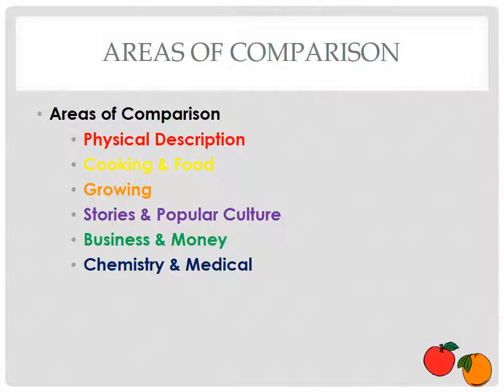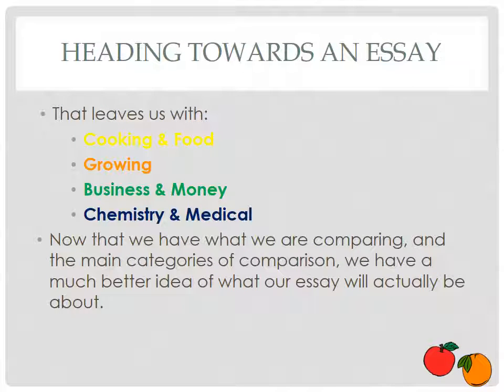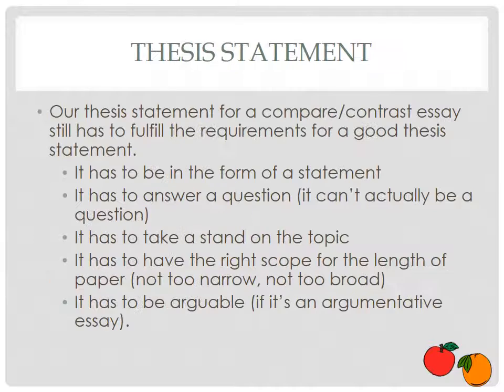Then we took our areas of comparison, physical description were in red, so you could do this with highlighters, colored pencils, crayons even. It does help you as a graphic organizer to be able to see very clearly what you're doing. And we chopped out those that didn't quite work. We ended up with ones that were a little more college level: cooking and food, growing, like agriculture, business and money, chemistry, and medical purposes.